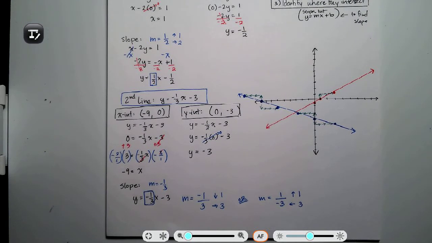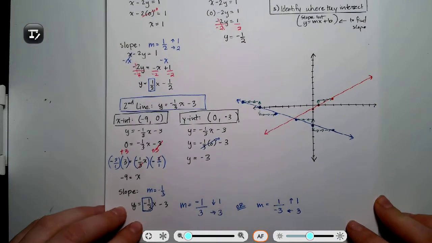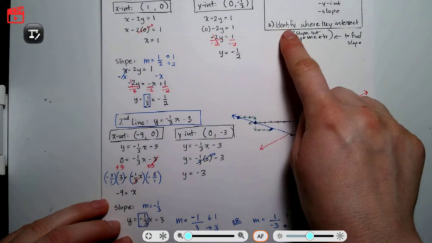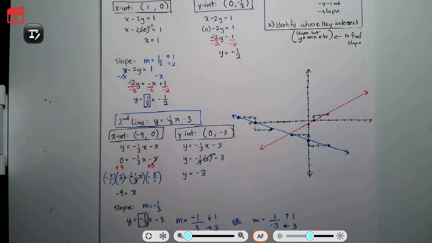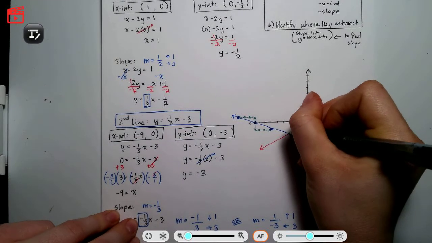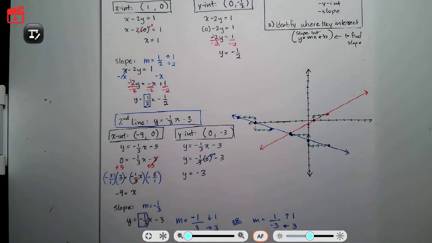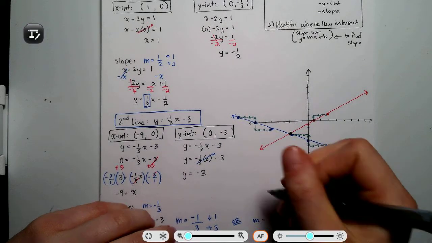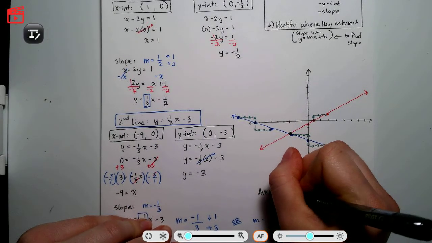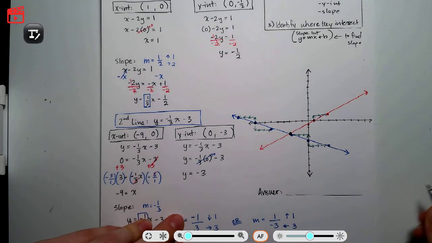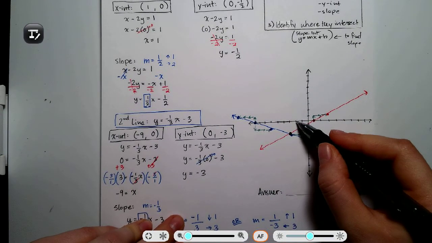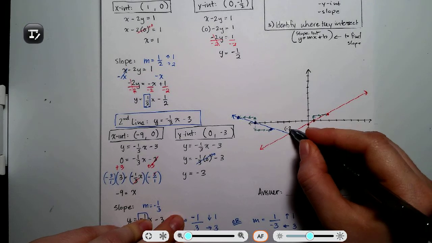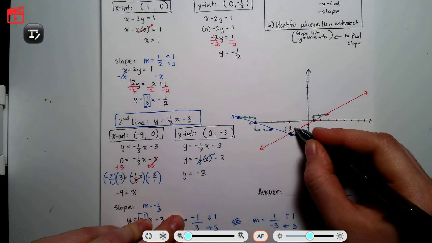Okay. Whew. What's the last step? Identify where they intersect. Okay, so where do these two lines intersect? Well, right here. And what is that point called? Remember, if they intersect at one point, our answer needs to be a coordinate point. So what's my answer? Well, this point is 1, 2, 3, negative 3, and then down 1, 2. Negative 3, 2.